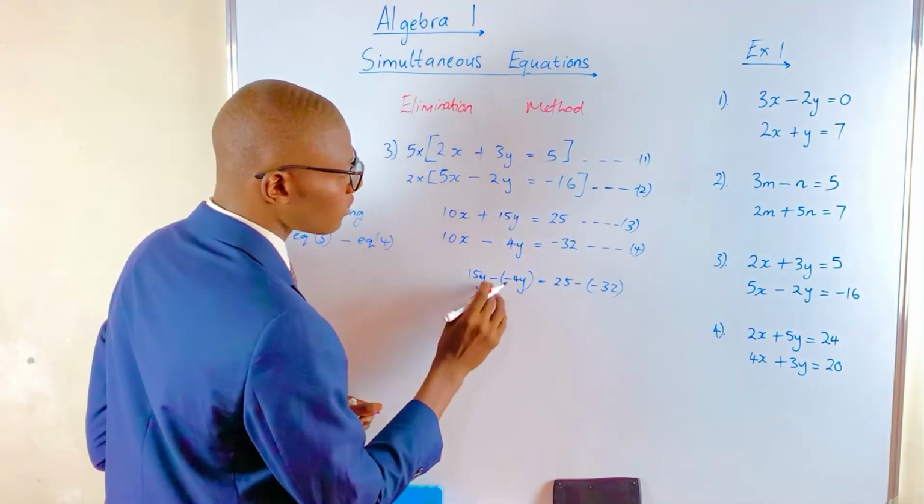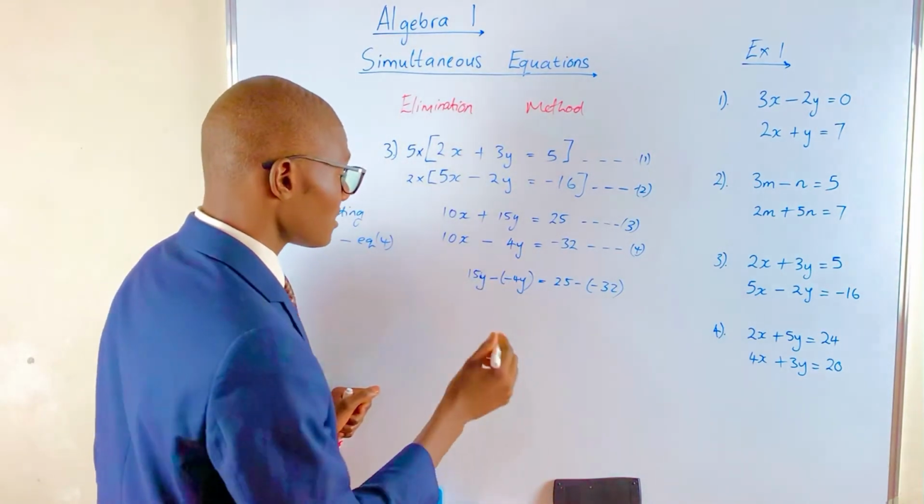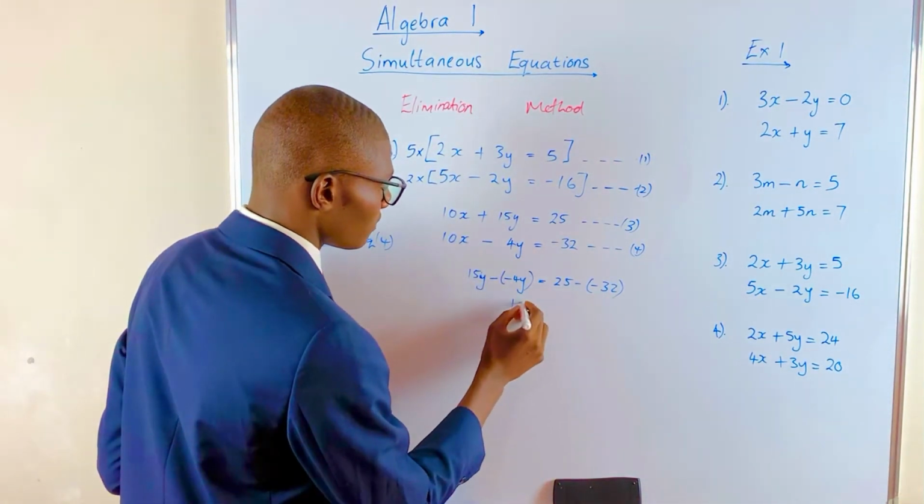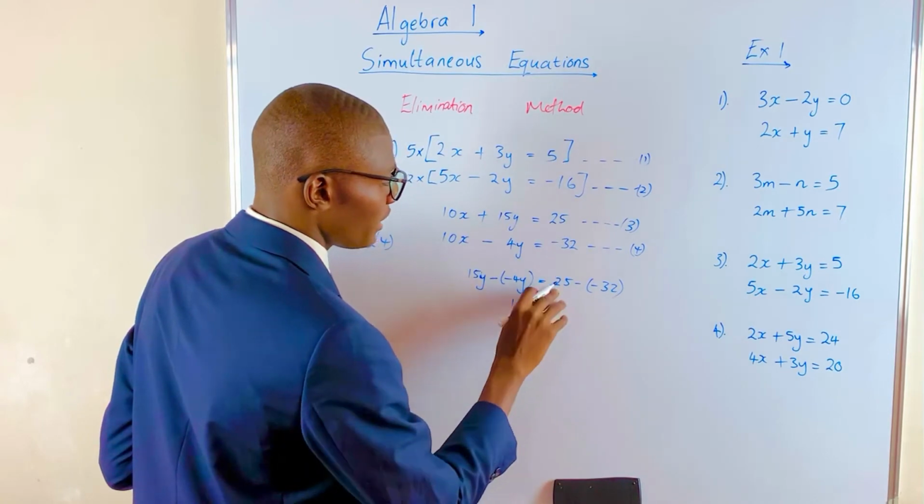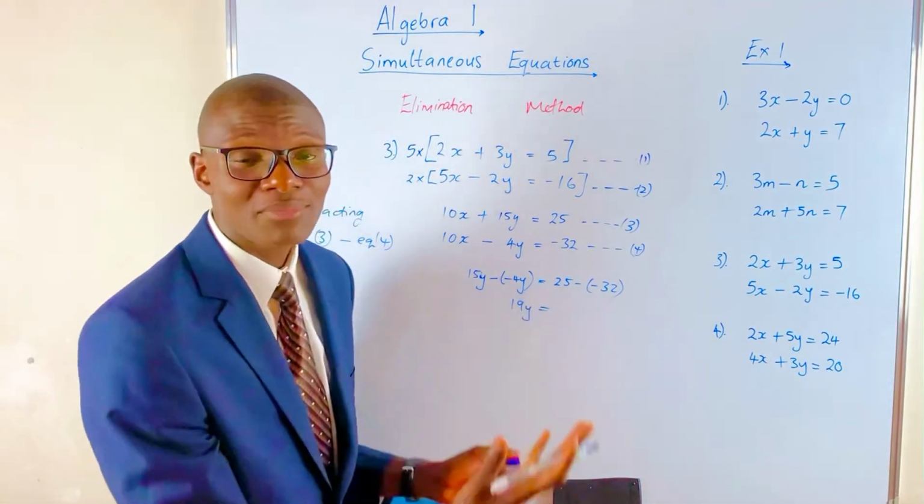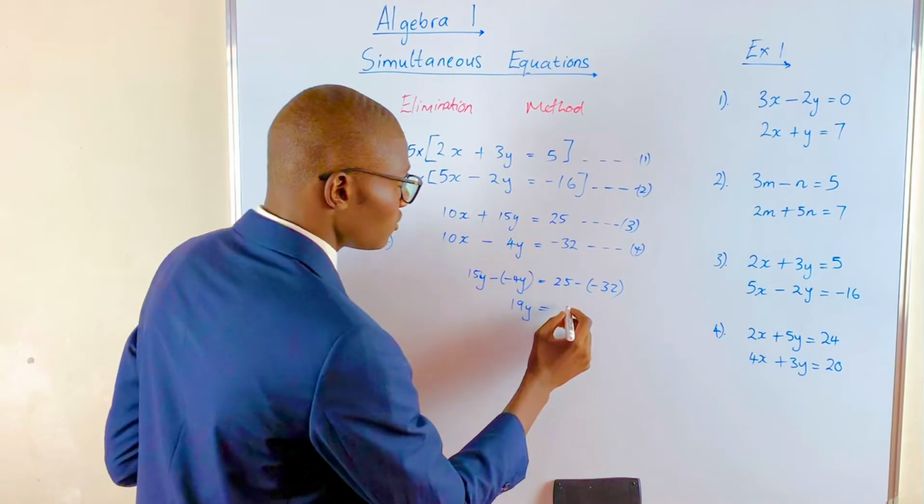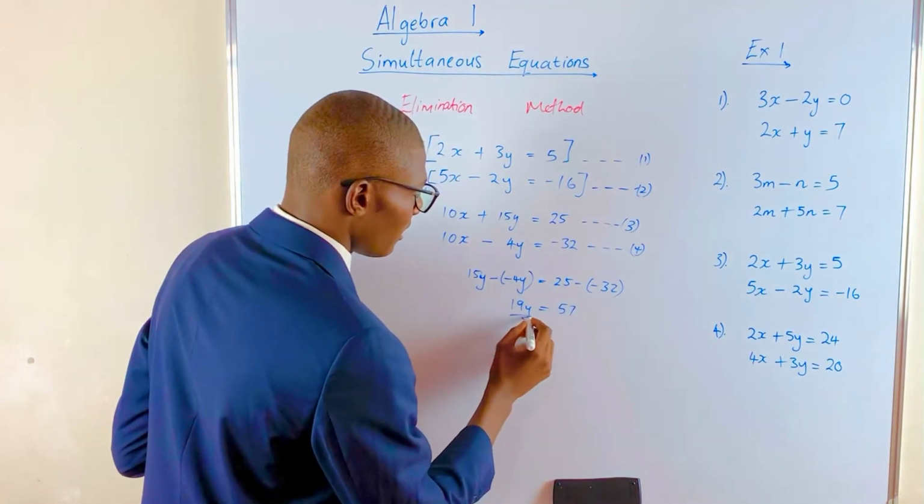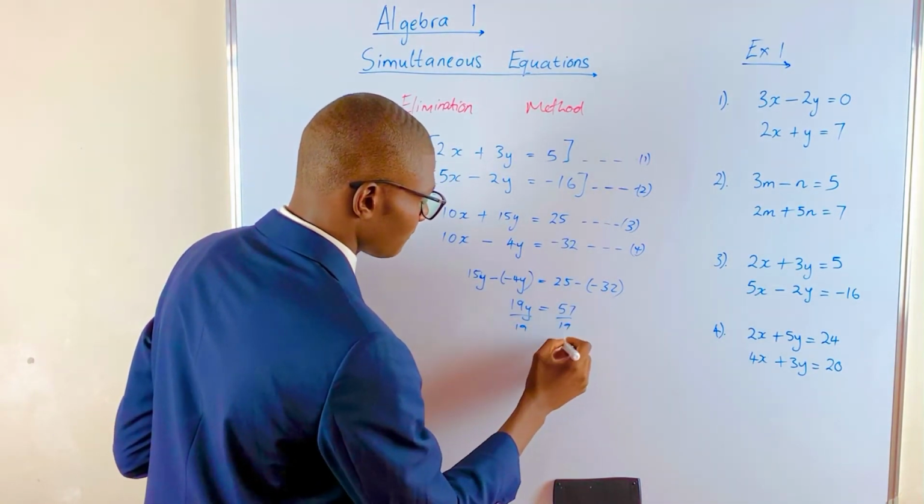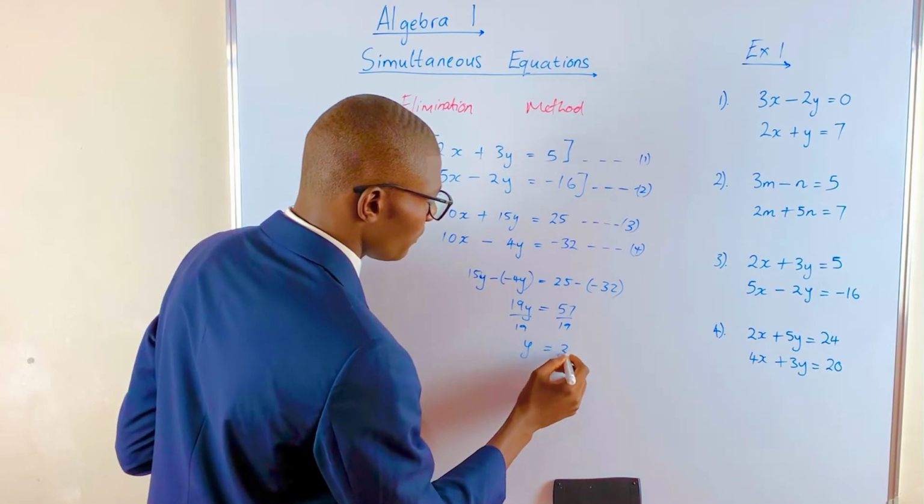This will be now, minus and minus will give us a plus. So 15y plus 4y to give us 19y would be equal to 25 minus, plus again, 25 plus 32 to give us 57. And then dividing both sides by 19, y would be equal to 3.